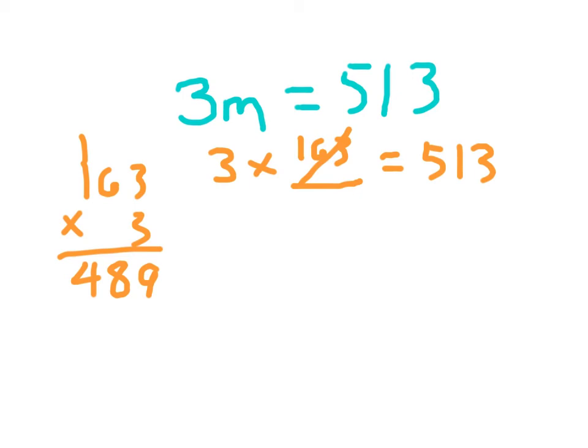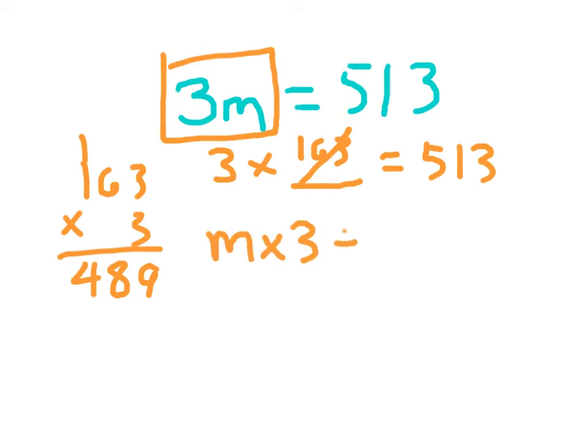Now, if we use that strategy and approach that we had before, where we were looking at this 3m, this was 3 times some number. We use the inverse operation. How do we clear that 3? We have 3 times m, which is the same as m times 3, and then we divide by 3. We were able to flip that around because of the commutative property of multiplication.